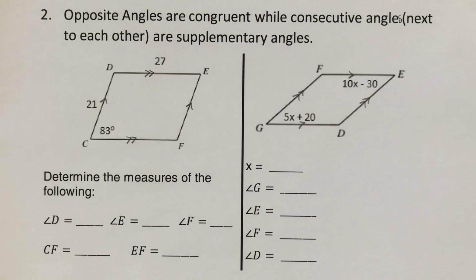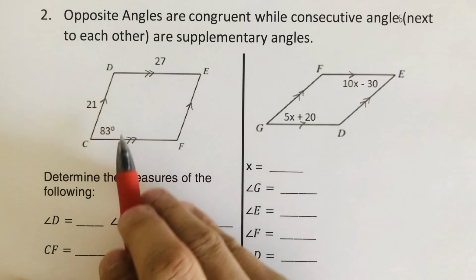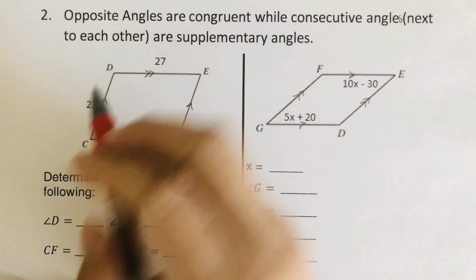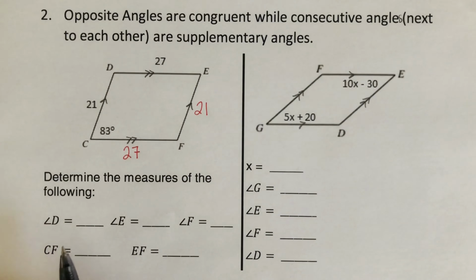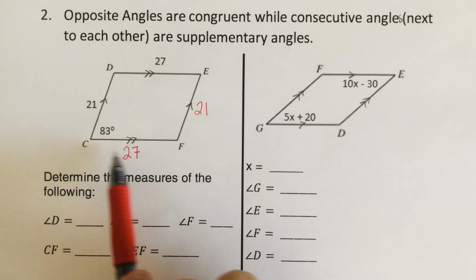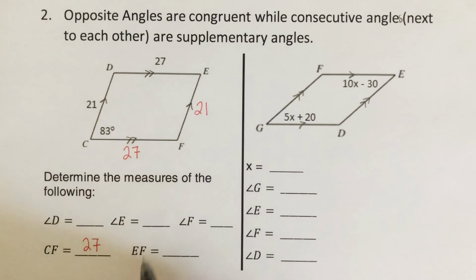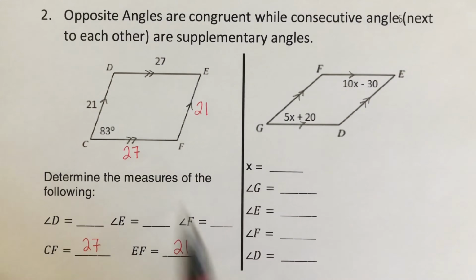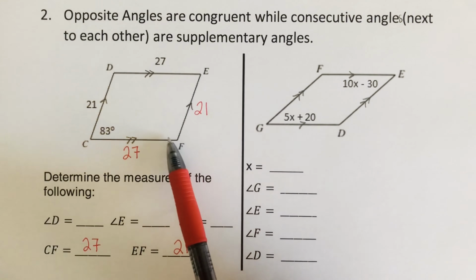So let's go over the problem here. First, we can already label that if this is 27, from the first property, across from it the side length would also be 27. And if this is 21, across from it would be 21. So I can fill this in: our CF is 27 and our EF is 21. Now we are supposed to find the measures of angles D, E, and F.